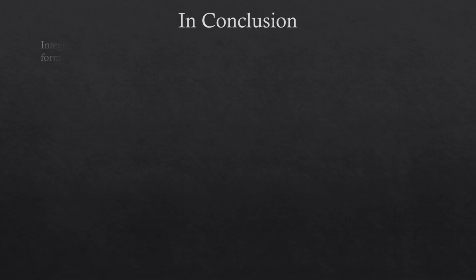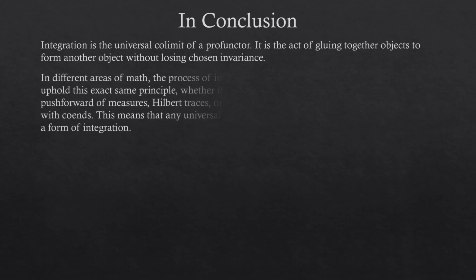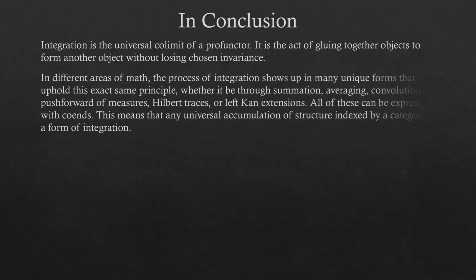So in conclusion, integration is the universal colimit of a profunctor. It is the act of gluing together objects to form another object without losing chosen invariants. In different areas of math, the process of integration shows up in many unique forms that uphold this exact same principle, whether it be through summation, averaging, convolution, push forward of measures, Hilbert traces, or left Kan extensions. All of these can be expressed with coends. This means that any universal accumulation of structure indexed by a category is a form of integration.